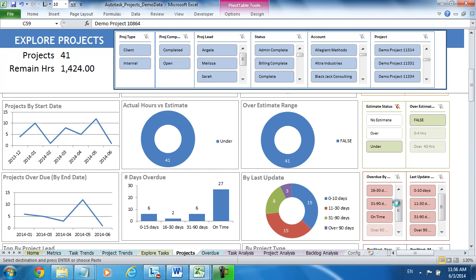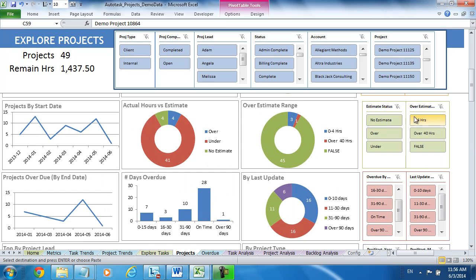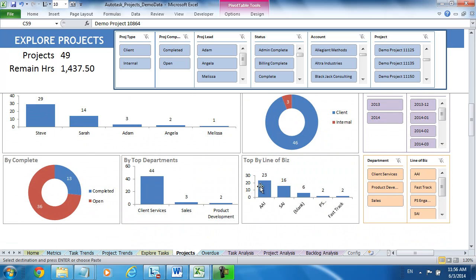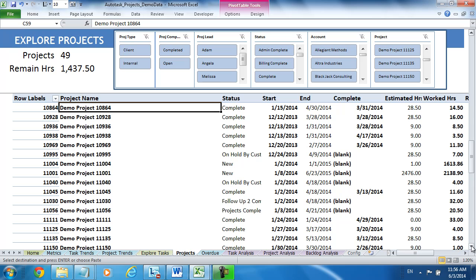So really allowing me to drive into, either on an estimate basis or an overdue basis, what's going on with my projects, give me my distribution by project lead, by project type, by departments, by lines of business, and then I always get the details of the individual projects below.